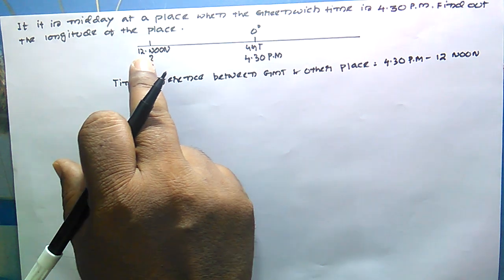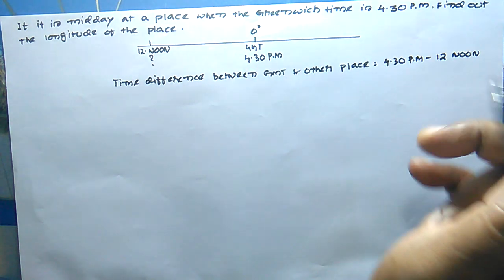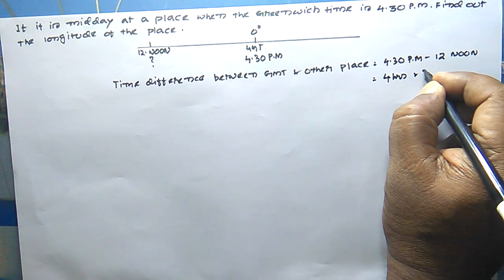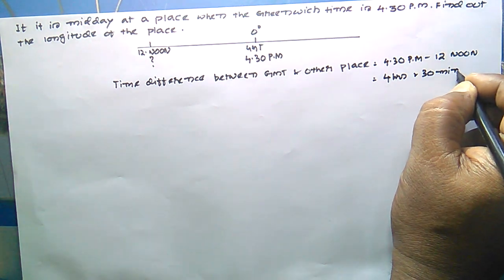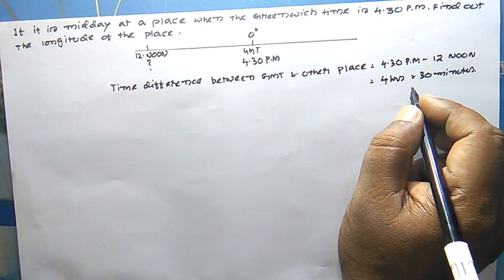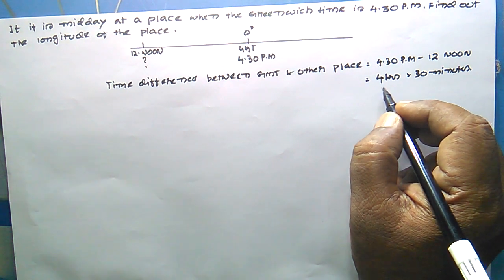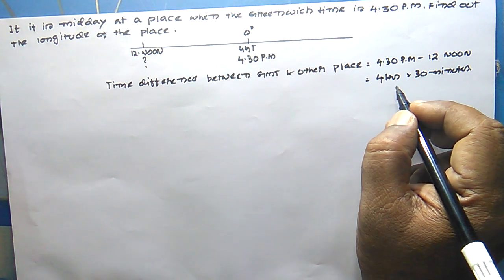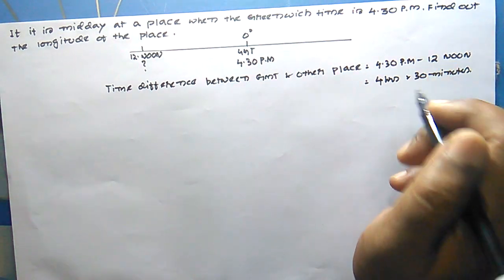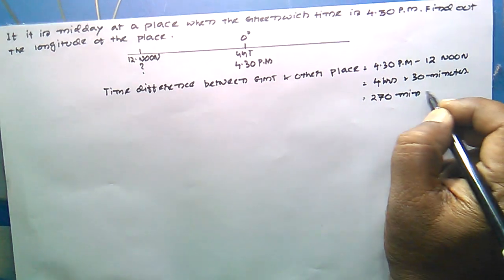For example, here it is 12 to 1 2 3 4, that is 4 hours 30 minutes. We have to convert this totally into minutes. Now what is 4 hours? If we have to convert it into minutes, it is just 4 into 60. That will be 240 plus 30 minutes is equal to 270 minutes.